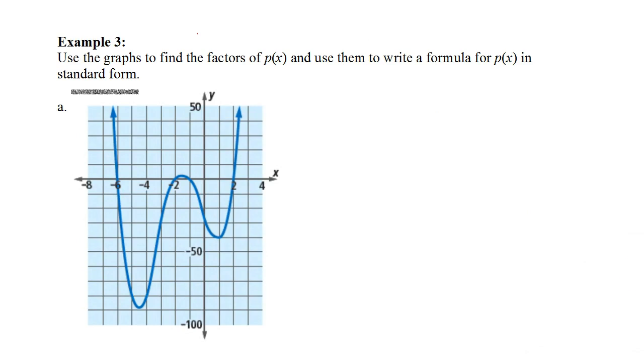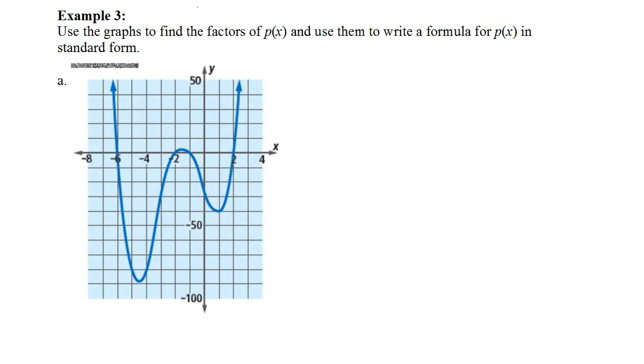Now sometimes, instead of having the zeros given to us, they're going to instead give us a graph. Or maybe we have to graph the equation on our calculator to find the x-intercepts. Either way, we have to look at the graph and see where it crosses the x-axis, because those are the zeros. Remember, the zeros, the roots, the x-intercepts are all referring to the same thing.